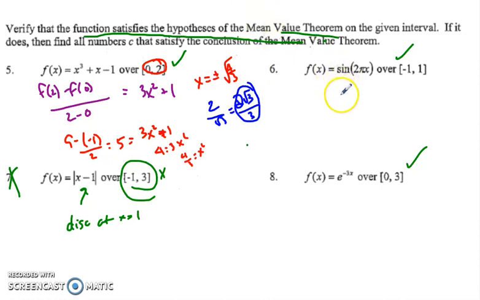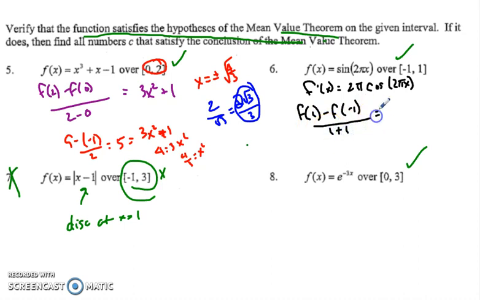The next one, I'll do a quick derivative of sine, and I will get 2 pi times cosine of 2 pi x. And then I am going to need f of 1 minus f of negative 1 over 1 minus a negative 1. So f of 1 here is going to be sine of 2 pi, that is 0. F of negative 1 is going to be sine of negative 2 pi, which is also 0. So this is actually a Rolle's theorem problem, which is just the mean value theorem where the average rate of change is 0.